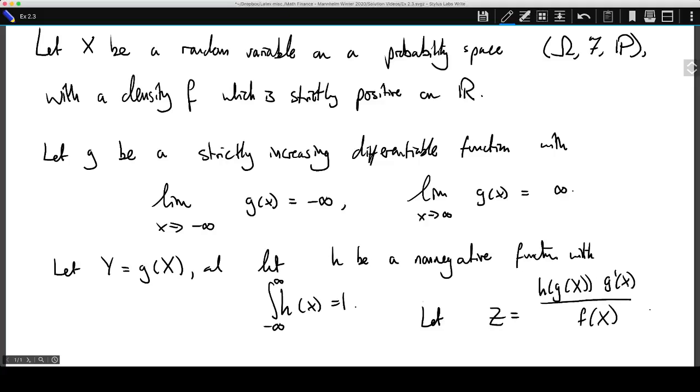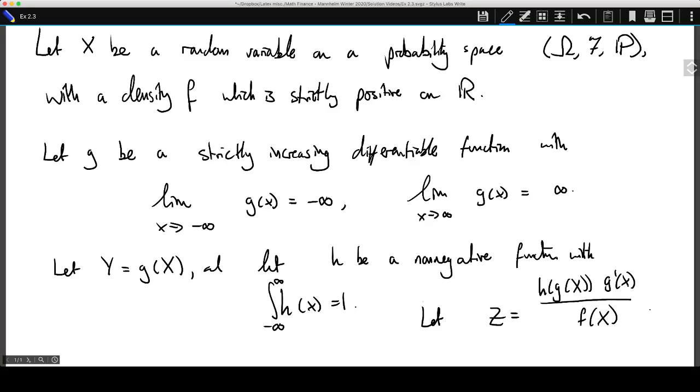Let X be a random variable on a probability space Omega, F the sigma algebra on Omega, and P the probability measure, with X having a density f which is strictly positive on R. Let g be a strictly increasing differentiable function with limit at minus infinity of minus infinity, and on the other hand limit at plus infinity of plus infinity.